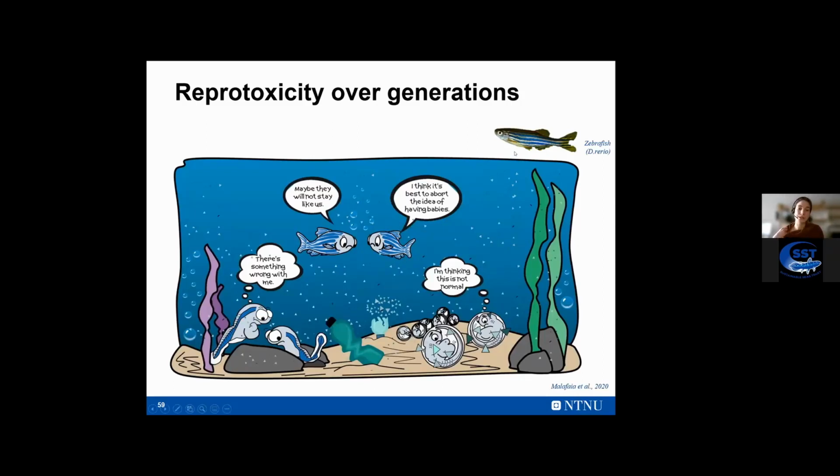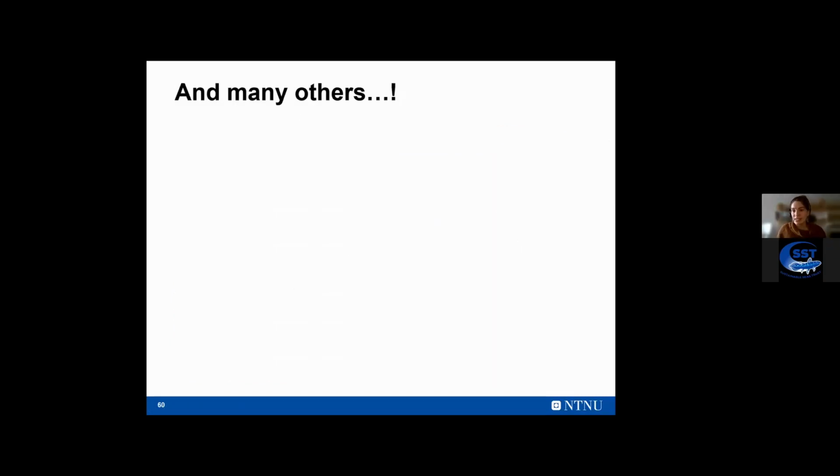Some researchers also demonstrated that microplastic can have an impact on reproduction over generations. This is just a graphical abstract from an article that I found, where they were exposing adult fish to microplastic and measuring effects on the next generation. They saw a lot of abnormalities in the developmental stages of the eggs and larvae of the fish that were exposed. But of course, microplastic can have many other impacts.